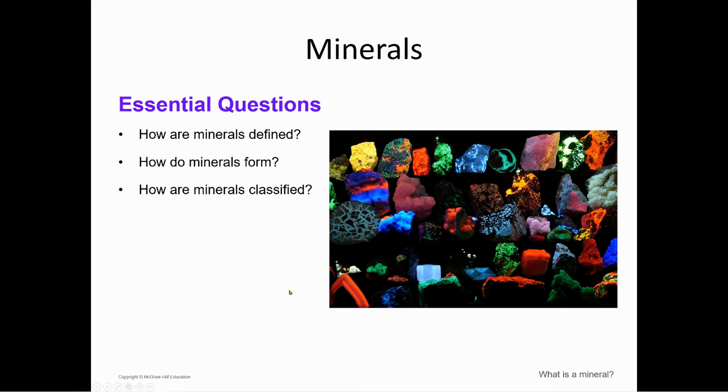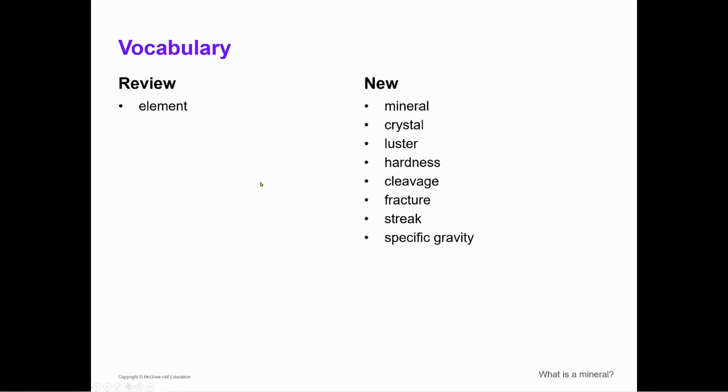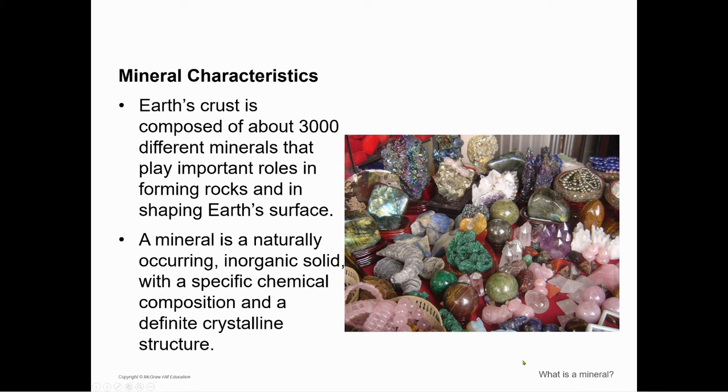Here you see a couple dozen minerals under a fluorescent or black light. Review vocabulary is element, minerals. New words are mineral, crystal, luster, hardness, cleavage, fracture, streak, and specific gravity. So, mineral characteristics. Earth's crust is composed of about 3,000 different minerals that play important roles in forming rocks and in shaping Earth's surface. And here again, you see a collection of minerals.